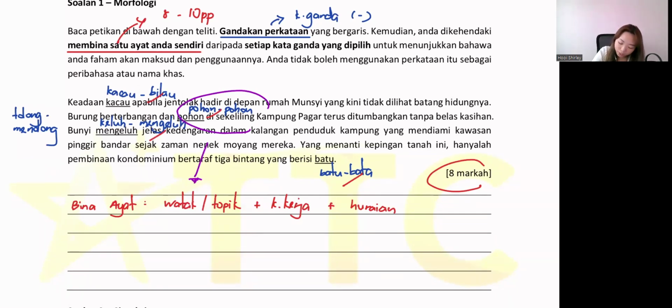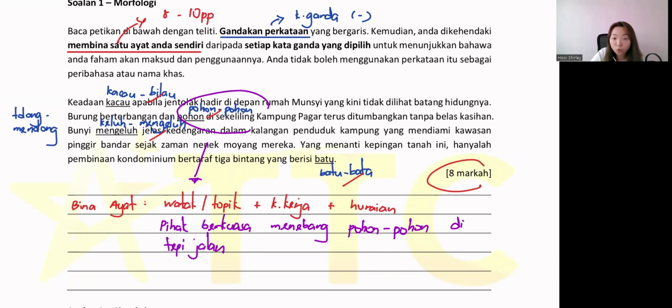Watak, pihak berkuasa. Kata kerja, menebang. Huraian, pokok, pohon-pohon, di tepi jalan. Teacher, if I write in this way, also correct, right?